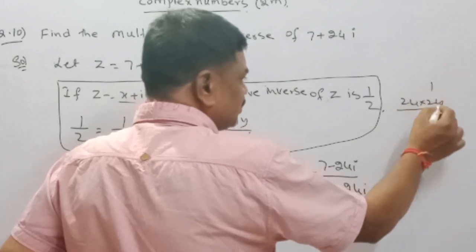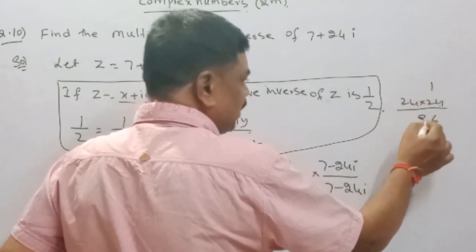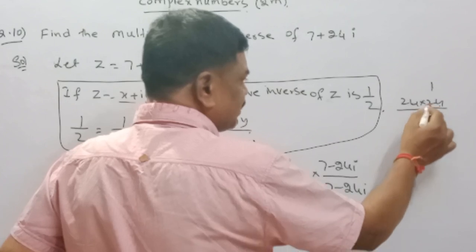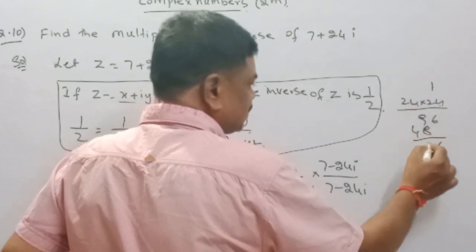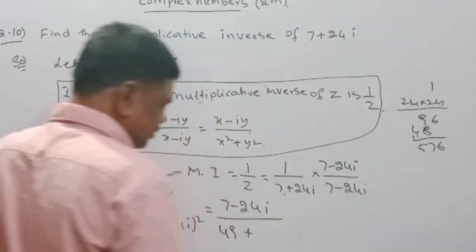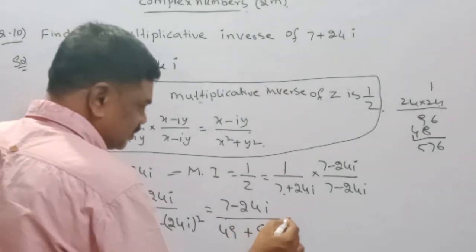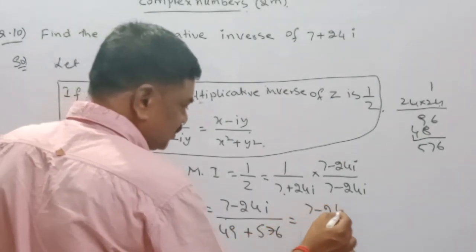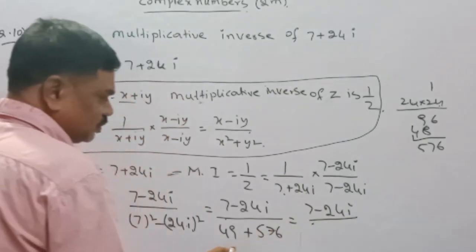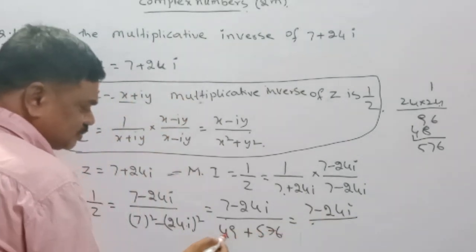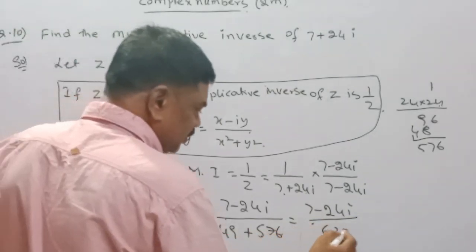24 whole square: 4 fours are 16, 4 twos are 8, plus 1 is 9. This is 84. This is 6, 7, 576. So 576 is equal to (7 minus 24i) by... 576 plus 49 is 625.